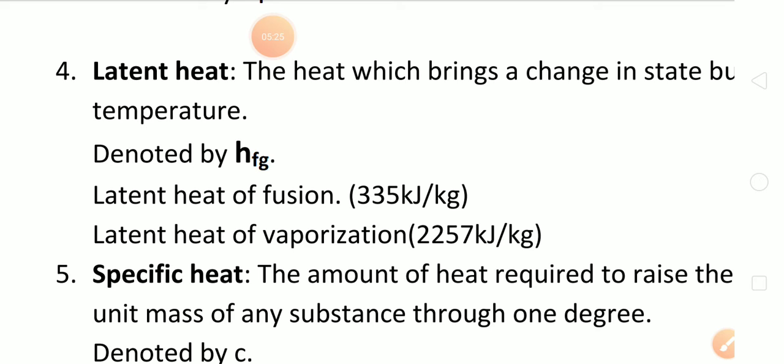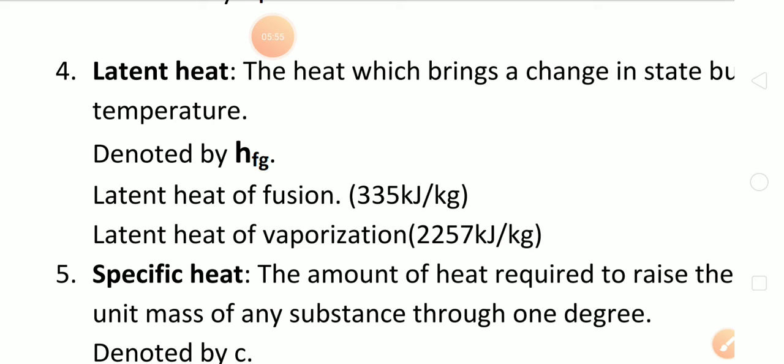That means 1 kilogram of ice, or say m kilogram of ice, has to absorb 335 kilojoules of heat to convert it into water at the same degree Celsius. Or you can also say that ice at 0 degrees Celsius is converted to water at 0 degrees Celsius by absorbing 335 kilojoules for 1 kilogram.